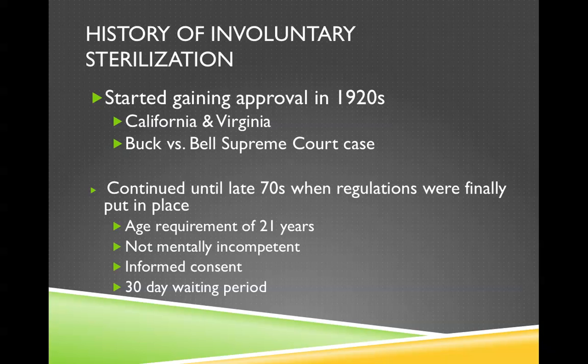While some statutes were repealed in the 60s and 70s, sterilization still continued using federal funds. Finally, after a revolutionary court case involving the Relf sisters, two low-income women of color who had been forcibly sterilized, new regulations were put in place, including an age requirement of 21 years, a check to make sure the person was not mentally incompetent, informed consent forms for the procedure, and a 30-day waiting period before the procedure.